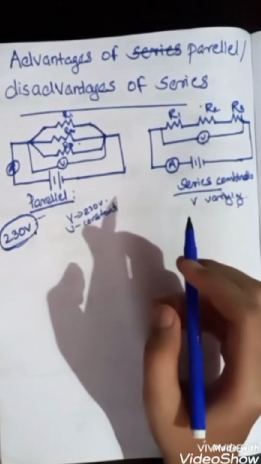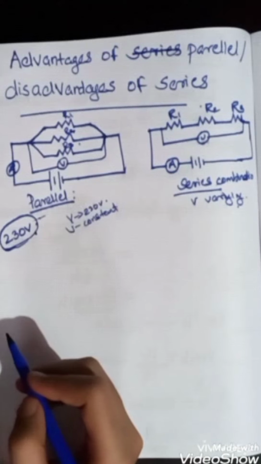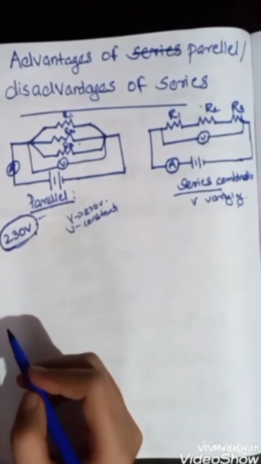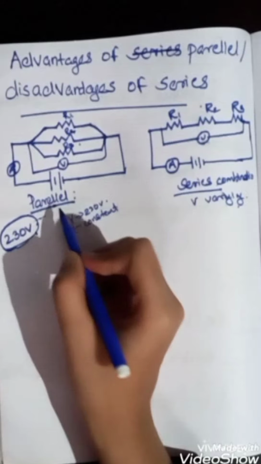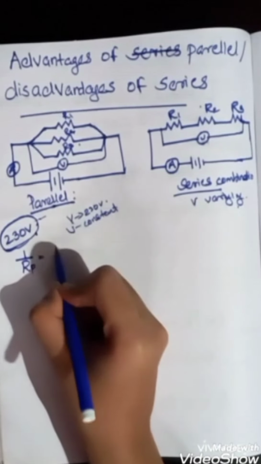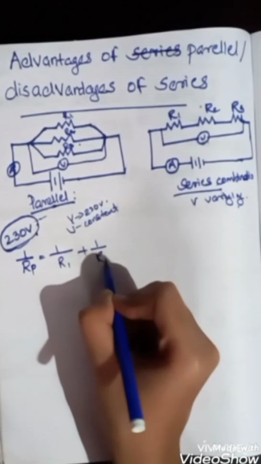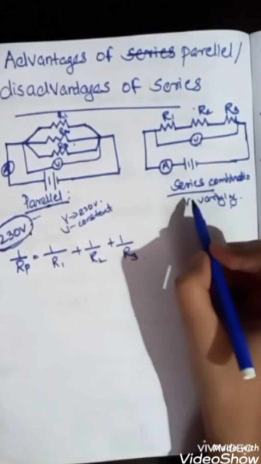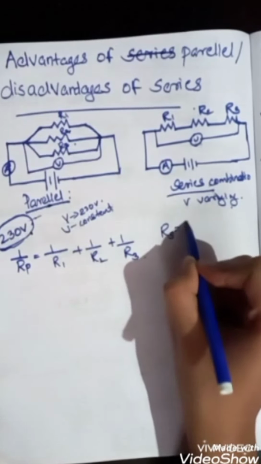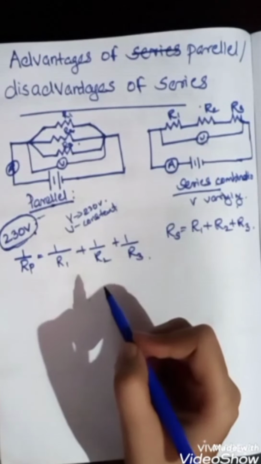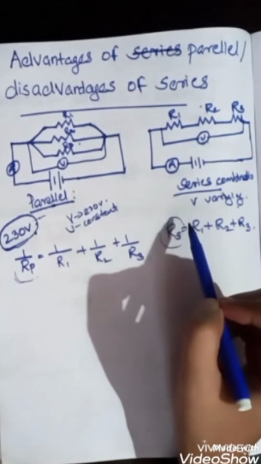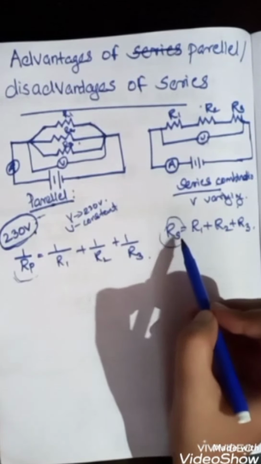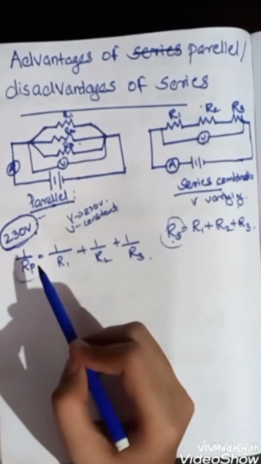Then the third and last point is, in parallel connection of electrical appliances, the overall resistance of the household circuit is less, due to which the current from the power supply is high. In parallel combination, we know 1 by Rp is equal to 1 by R1 plus 1 by R2 plus 1 by R3. In case of series combination, Rs is equal to R1 plus R2 plus R3. These are what we studied. When comparing the two, we have studied that the resistance of series combination is high and the resistance of parallel combination is comparatively low.